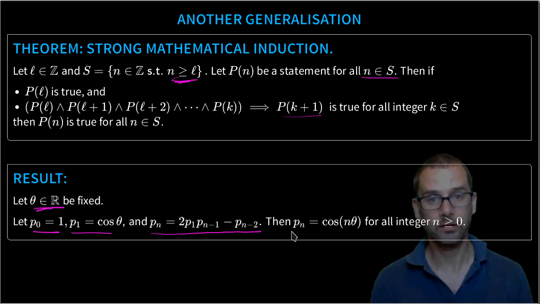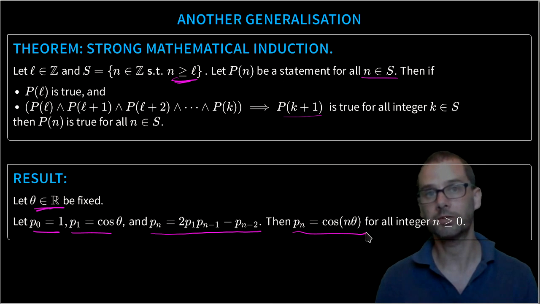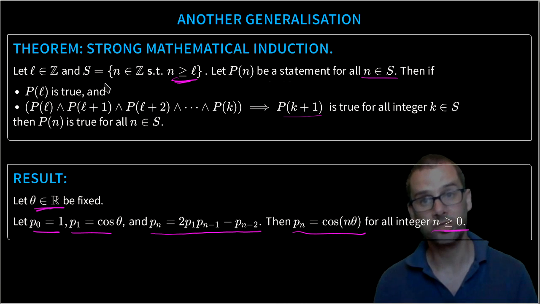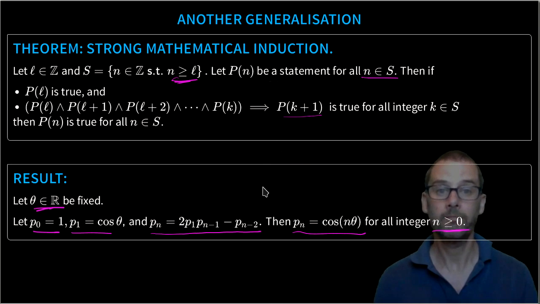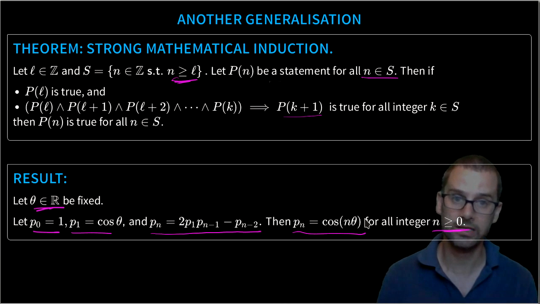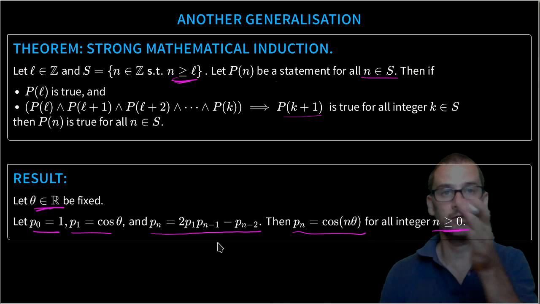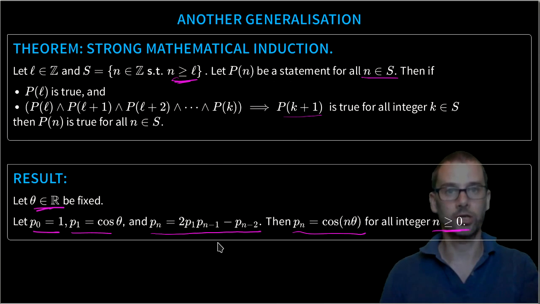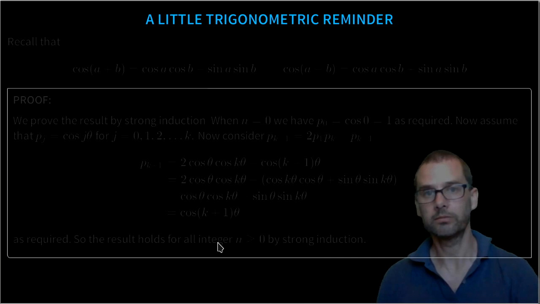Well, if we do that, then Pn is equal to cosine n theta for all integers n bigger than or equal to 0. Okay, so I'm going to use strong mathematical induction, where L is 0, because n is bigger than or equal to 0, and it's going to be strong mathematical induction because I need to assume that this recurrence holds for all previous cases, and based on that, I'll show the next one. So let's look at a proof.